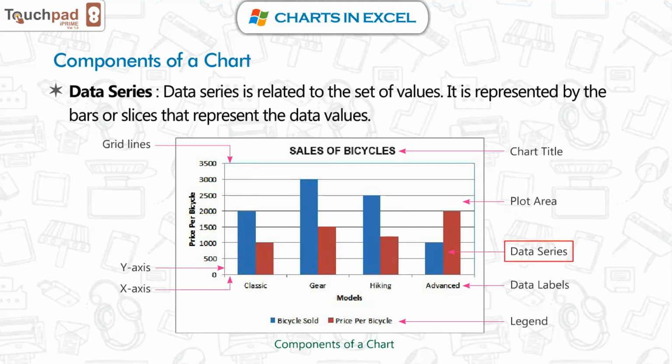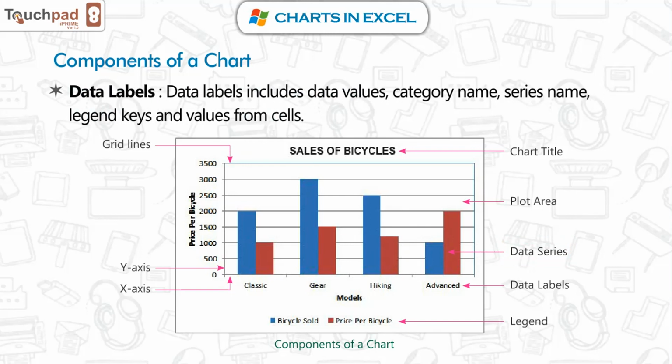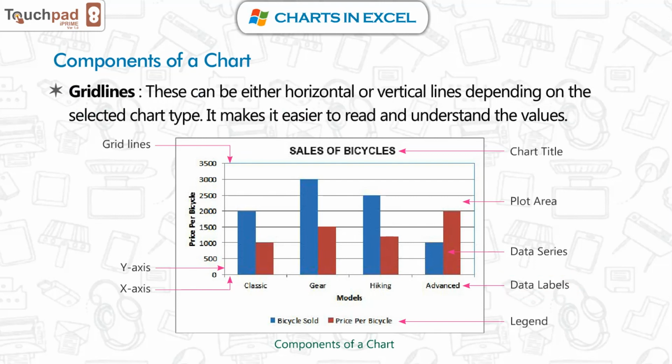Data series. Data series is related to the set of values. It is represented by the bars or slices that represent the data values. Data labels. Data labels include data values, category name, series name, legend keys, and values from cells. Grid lines. These can be either horizontal or vertical lines depending on the selected chart type.